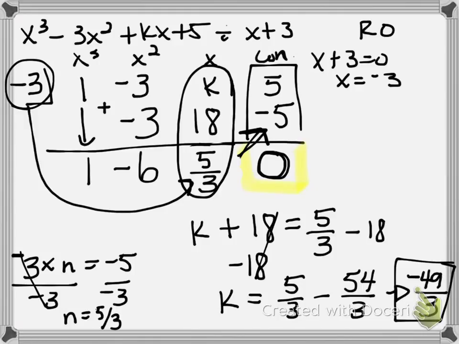K equals negative 49/3. Now, I will say on the ACT, sometimes they will give it to you in mixed number form. I would accept either the mixed number or this improper fraction. So you could give me negative 49/3, or you can convert that into a mixed number, which is negative 16 and 1/3. So that would be the answer for k. Let's look at another problem.